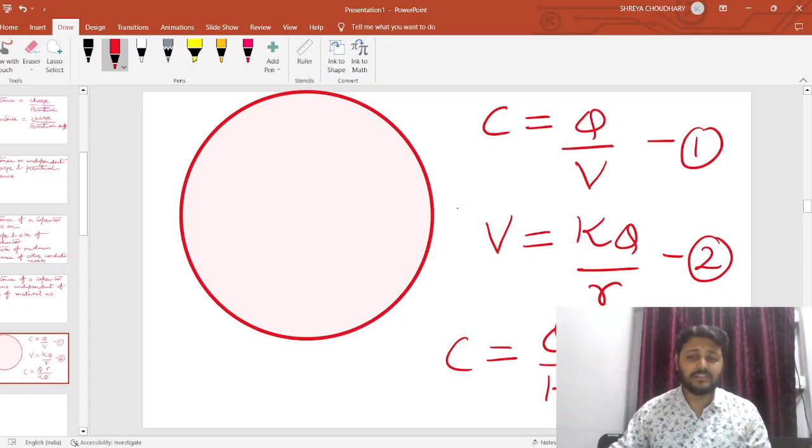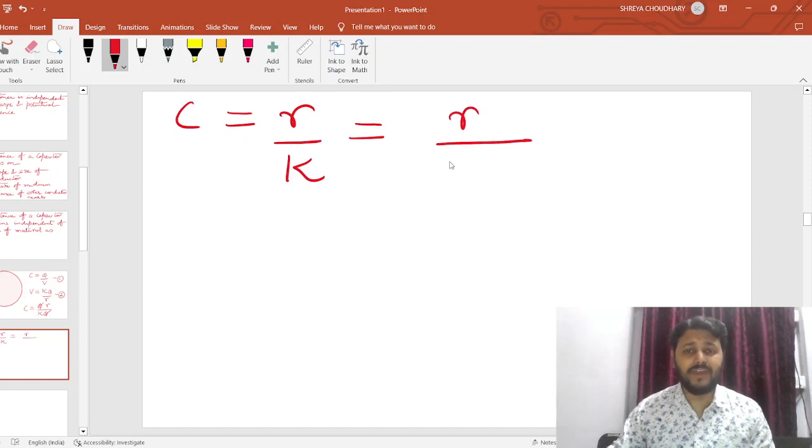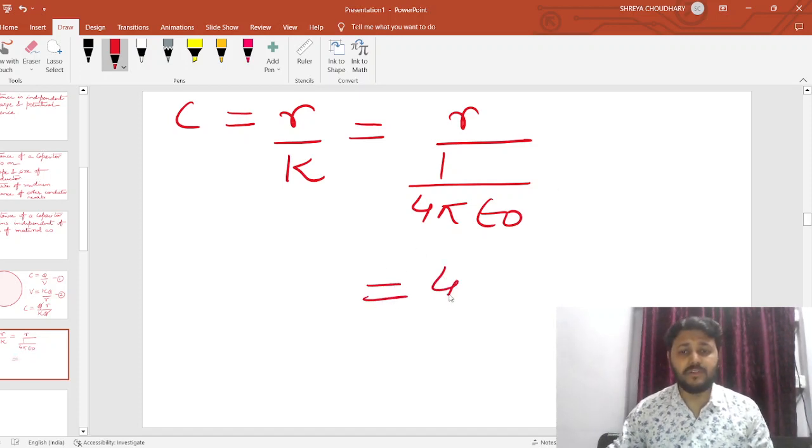kq upon r. This q and this q will get cancelled out. So we will be left with C is equals to R upon K. So R upon the value of K is 1 upon 4 pi epsilon naught. So the value will be 4 pi epsilon naught R is equals to C.